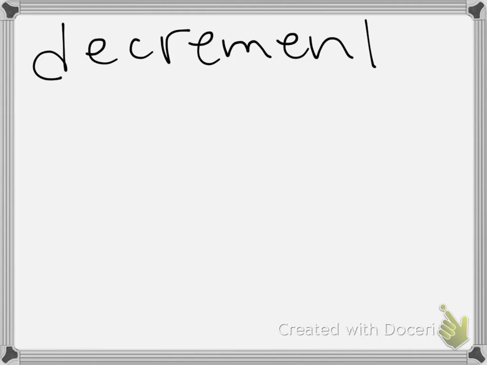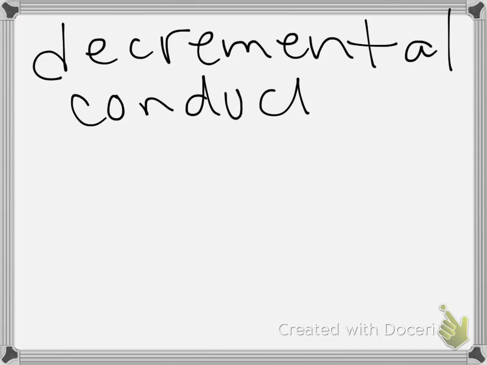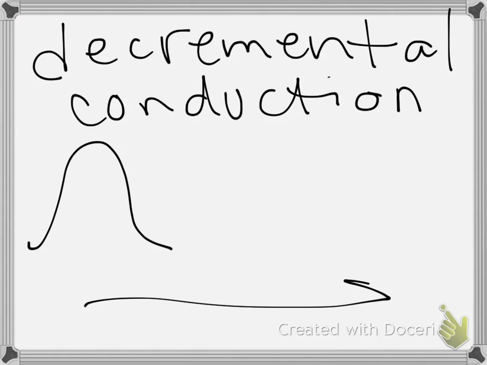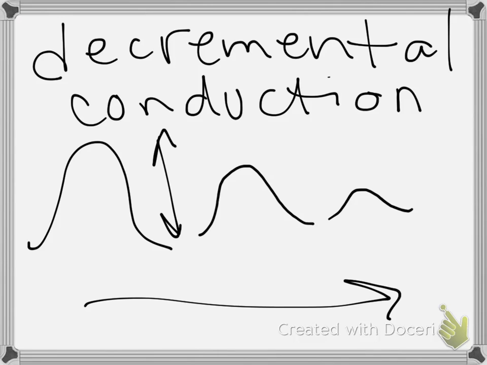The second characteristic of graded potentials is something called decremental conduction. And what happens here is as the graded potential travels through the cell body or the dendrite, its amplitude is going to decrease.